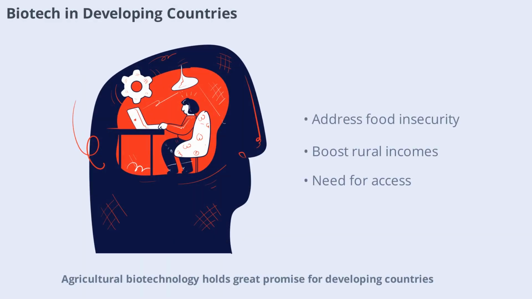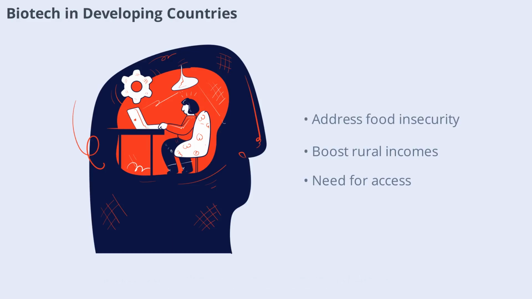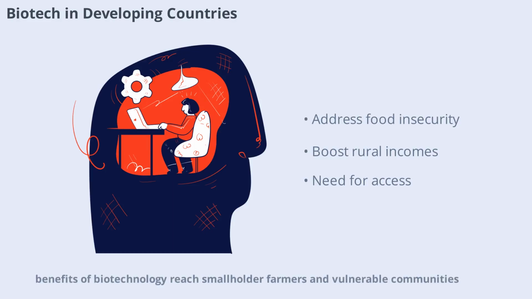Agricultural biotechnology holds great promise for developing countries. It can help address food insecurity, improve crop resilience, and boost rural incomes. However, access to technology and resources remains a challenge. International cooperation, investment, and capacity building are essential to ensure that the benefits of biotechnology reach smallholder farmers and vulnerable communities.